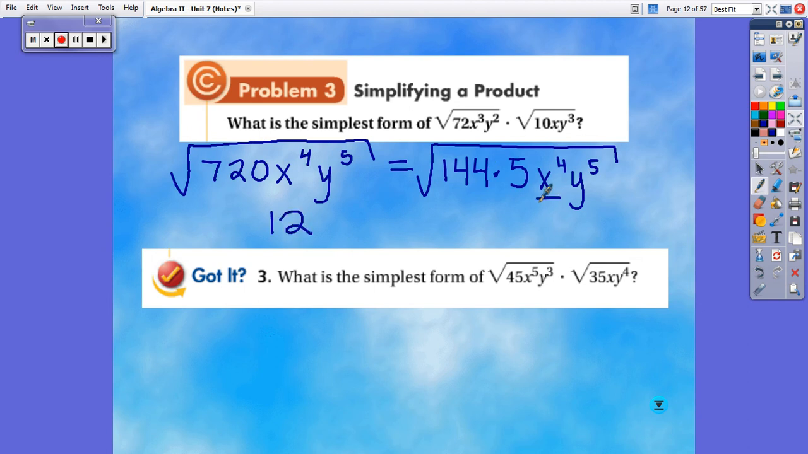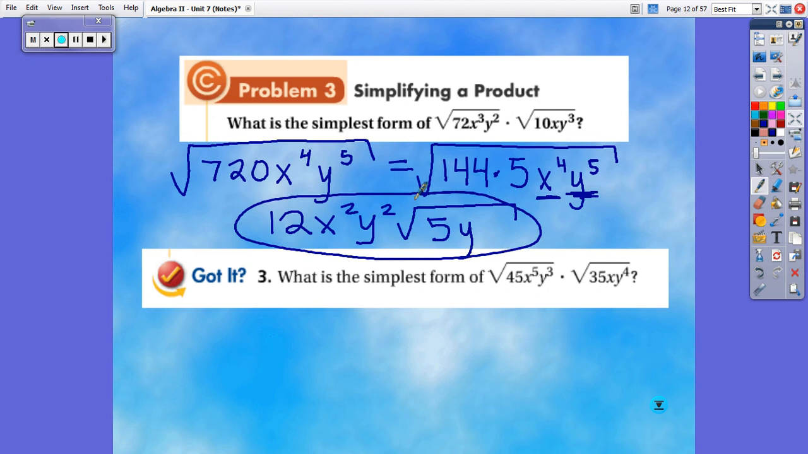I'm going to pull out how many x's from here? 2 of them. And how many y's would I be able to pull out from here? 2 of those. And we have to figure out what's left over still. Well, the 5 is still left over. And I do still have 1 y, so that has to stay under the square root as well. So this becomes your final answer.